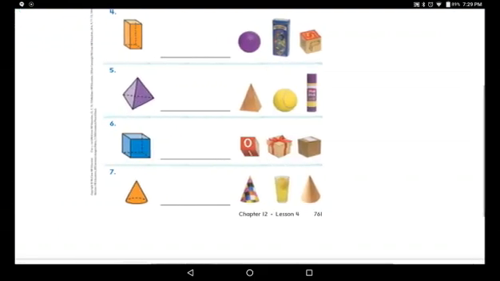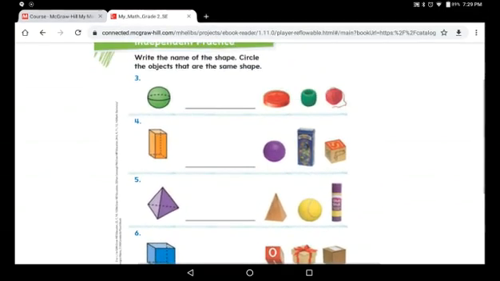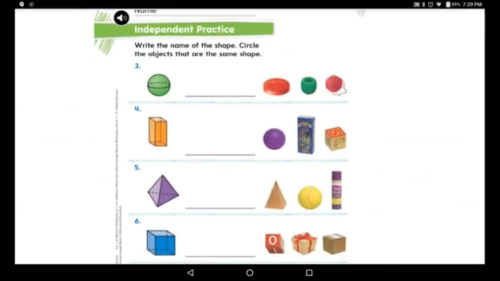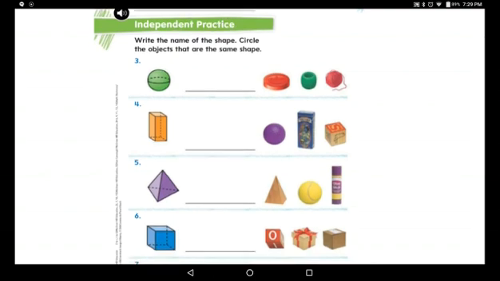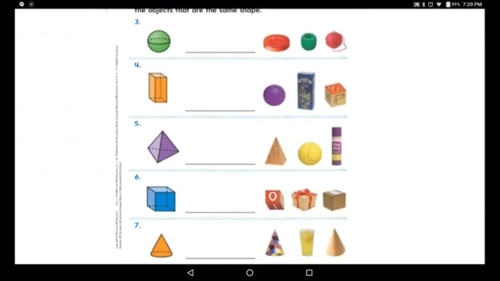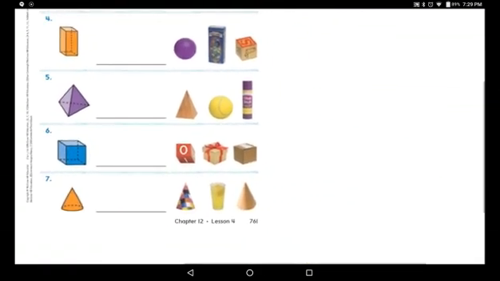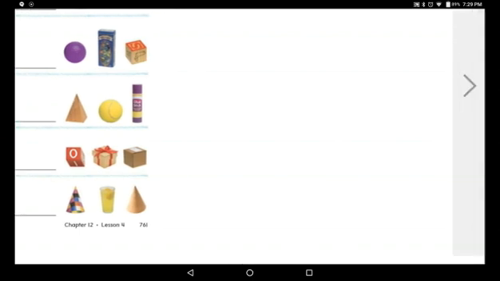This page 761, it's really so easy. Please review the name of the shapes, memorize them, and then start solving this page alone. When you're done, go to the next page with me. It's 762.